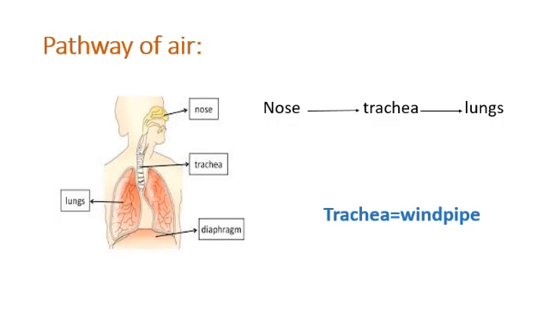The air enters our body through the nose. Then it will pass through the trachea till it reaches the lungs. Notice that when the air gets outside of our body, it passes from the lungs, trachea, till it gets outside of our body through the nose. Windpipe is another name for the trachea.